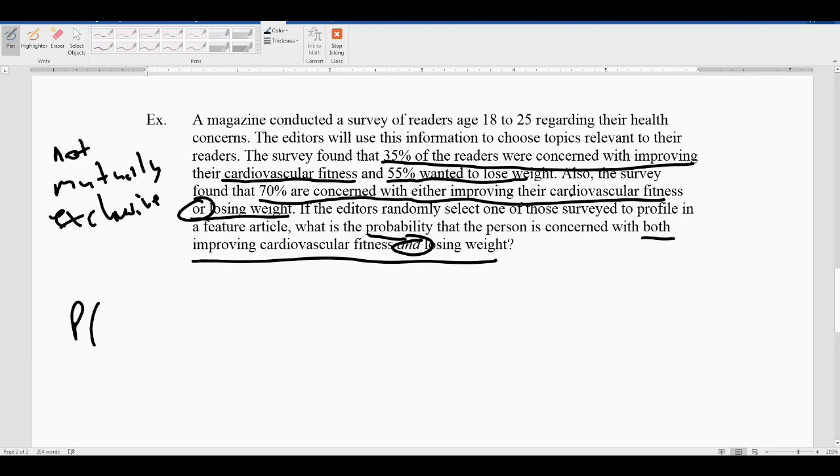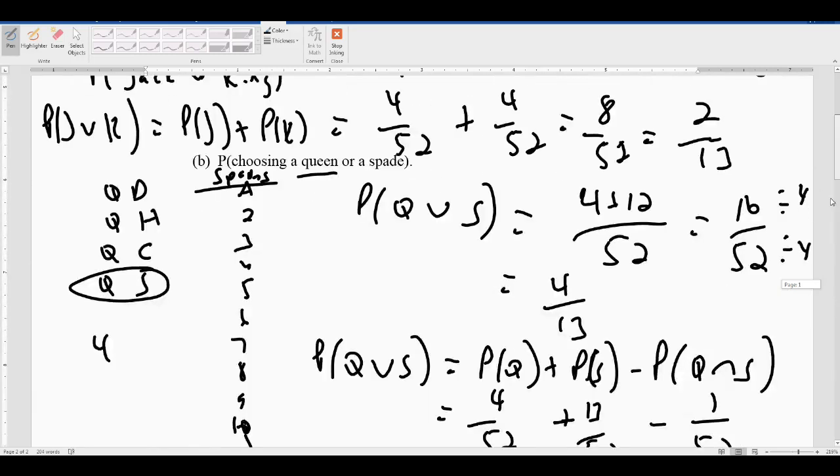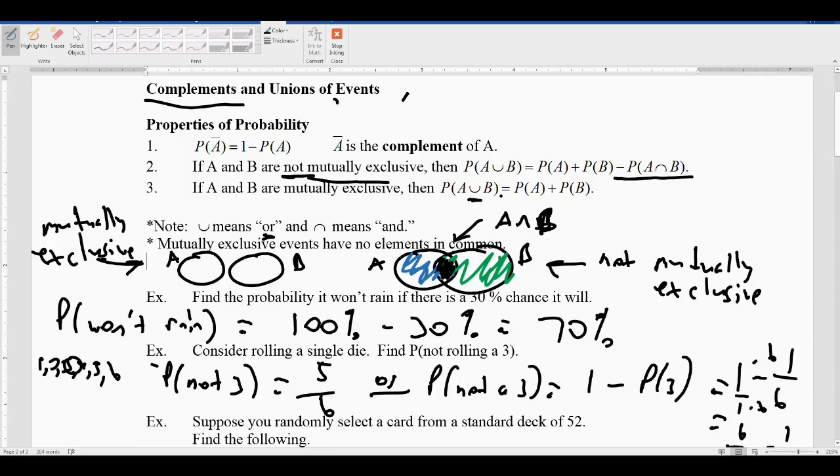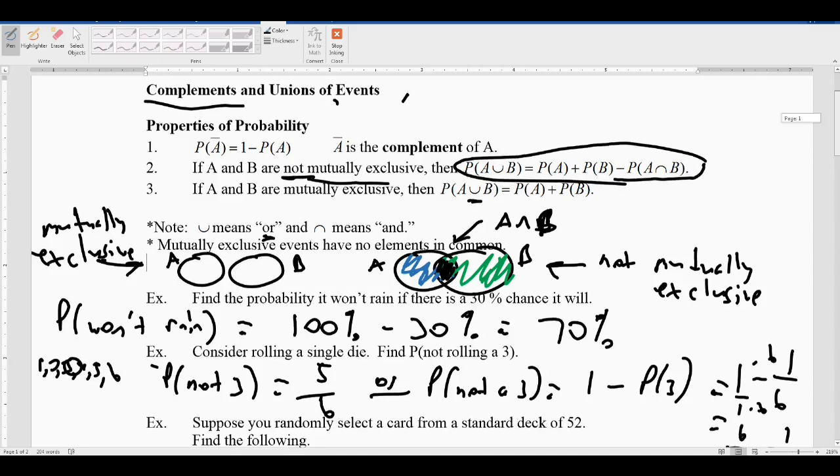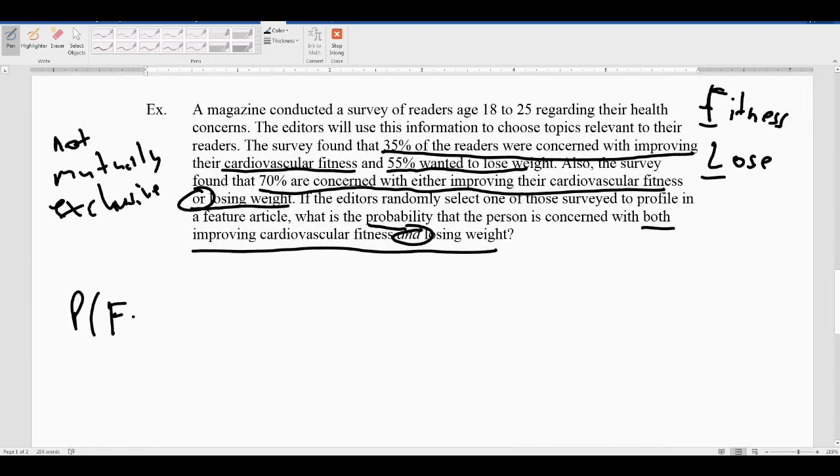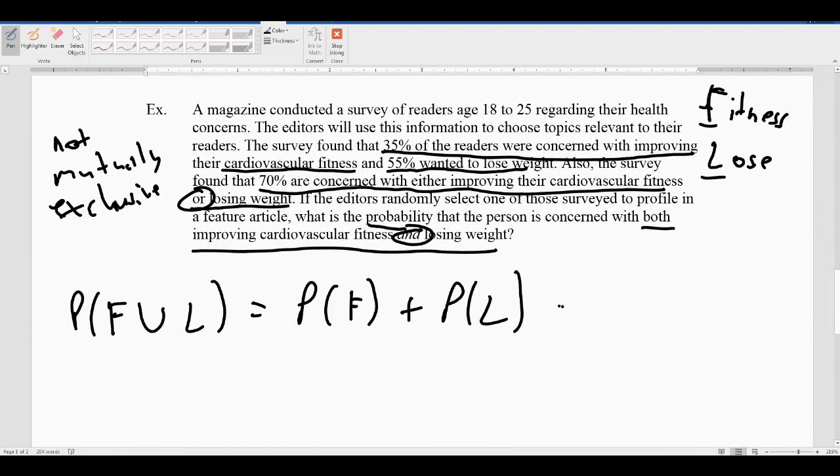So let's use F for fitness, and we'll use L for losing weight. And that's all we need. So the formula that we have, which is the very first one of the first formulas provided to you, it's this one. I'm just going to use F and L instead of A and B, in case you're wondering where I'm getting this at. So F union L is equal to the probability of F plus the probability of L minus the intersection. Remember, this is an or, and this is an and.